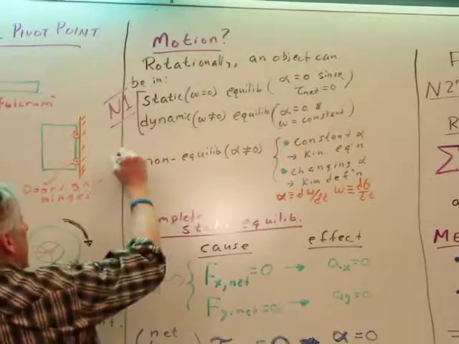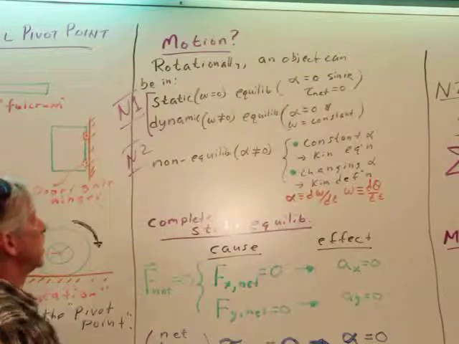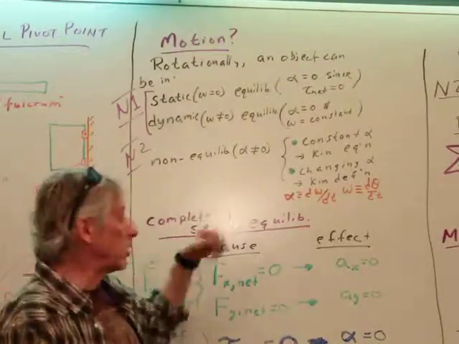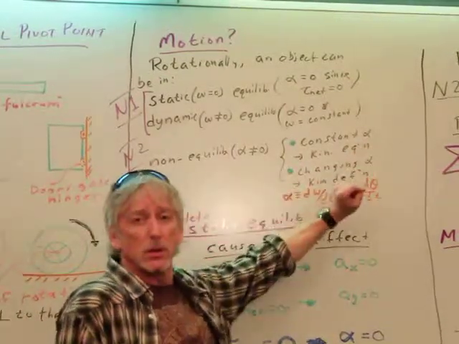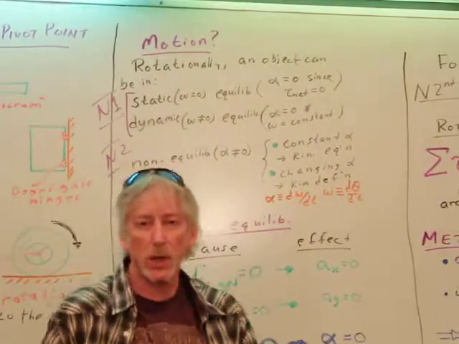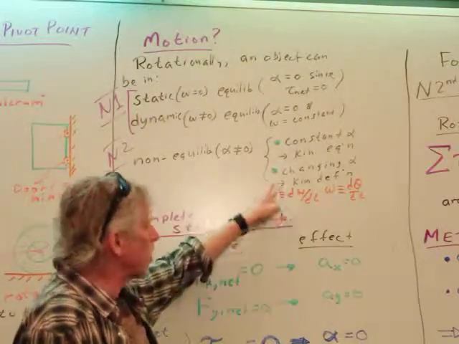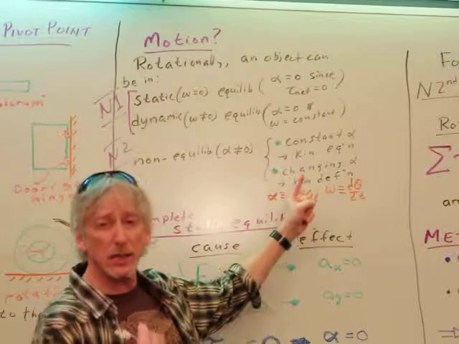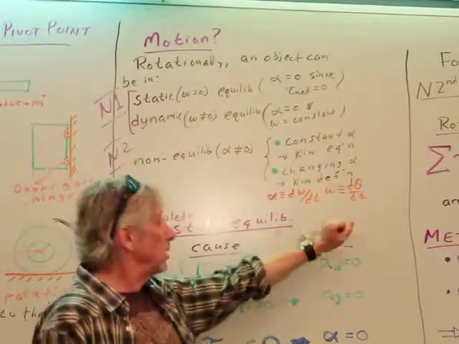However, we might have Newton's second law, that is, it does accelerate rotationally. So then you have non-equilibrium or non-balance. And then alpha is not 0, and you could have a couple of cases there. One is you have a constant alpha, and then you can use your constant acceleration equations in terms of the rotational kinematics, which you know how to derive. Or you can have a changing alpha.